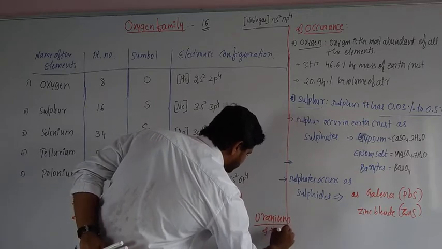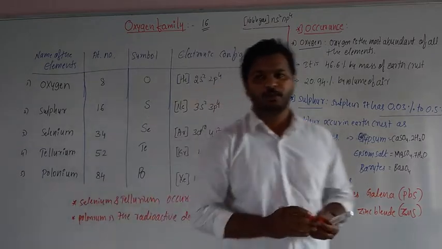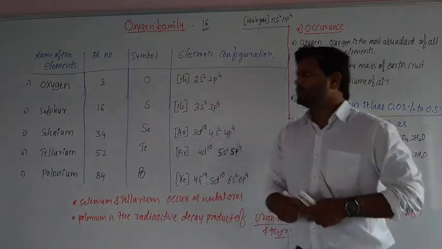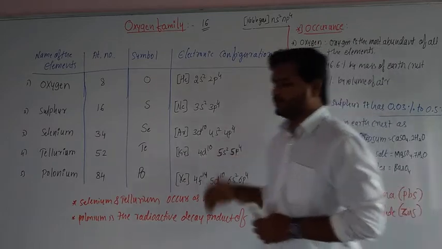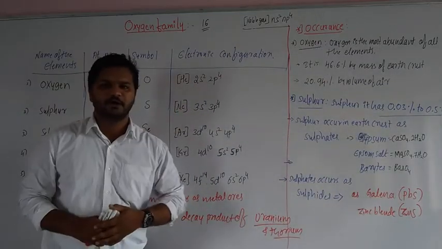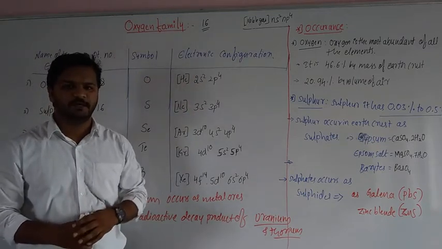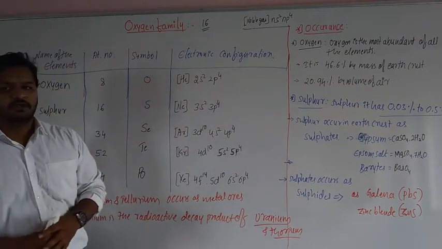Students, the decay product of uranium and thorium is what we call polonium. Okay, so this is about electronic configuration, atomic number, symbol and occurrence of group 16 family members, nothing but oxygen family members. Take it down.